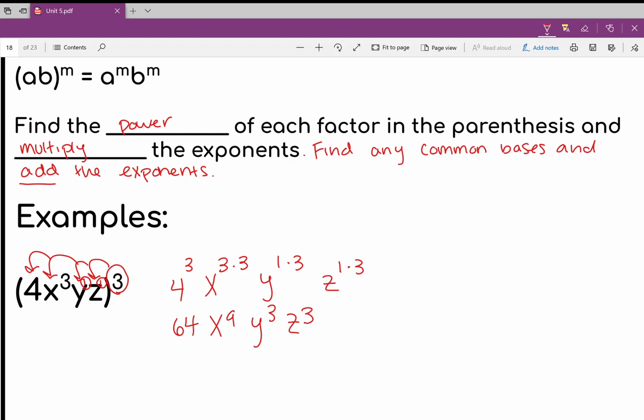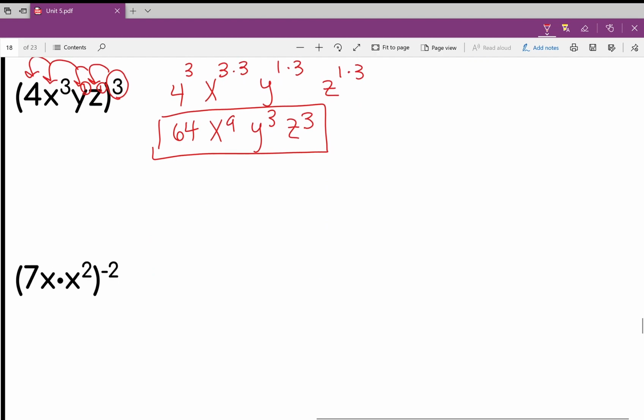Now I'm checking if I have any common bases, so any variables that are exactly the same. So I have an x, a y, and z. Since they're all different, this is my answer. I don't have anything to combine. Okay, let's look at example 2.